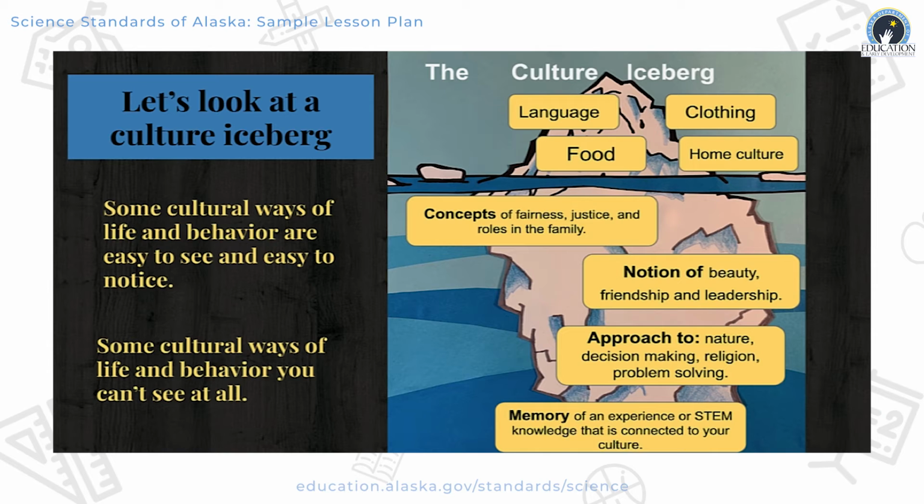And as we explore concepts in science, we might uncover some of those harder to see parts of our culture, such as the notion of friendship and leadership. It changes from community to community. We might approach decision making and problem solving differently. And our experiences with science, math, and technology are different. Our concepts of fairness and justice and roles within our family can be different. So let's think of both these obvious or easy to see sections of culture and these hidden parts of culture as we explore some of the complex ideas in ecology.